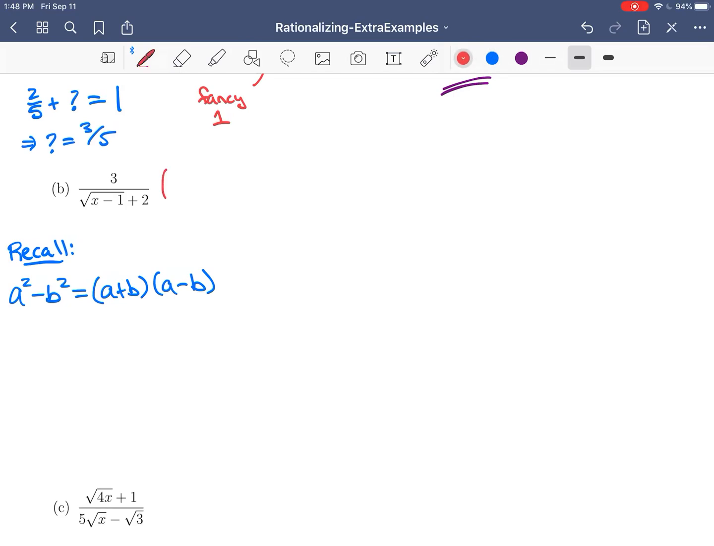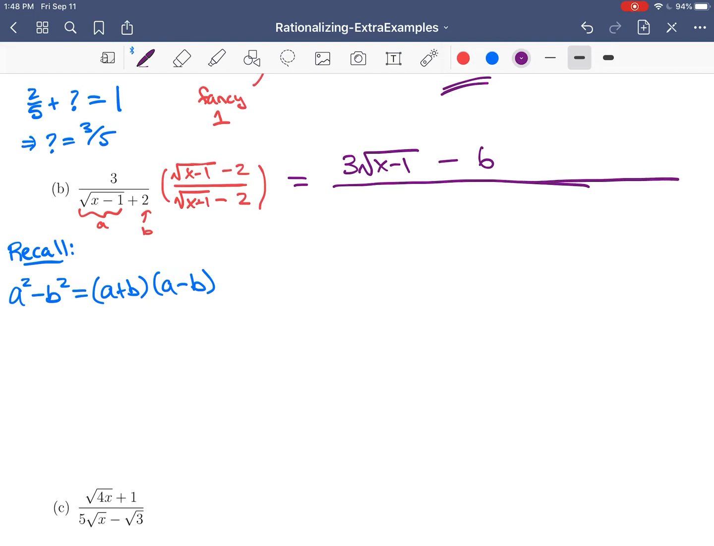So right now, this part is going to be my a, and the 2 is going to be my b. So what I want to multiply by is the same two things, square root of x minus 1 and 2, but with the opposite sign in between. So instead of having a plus, I now have a minus. Okay, so that's my fancy 1. And then when we expand it all out, on the top, I'm going to have 3 root of x minus 1 minus 6.